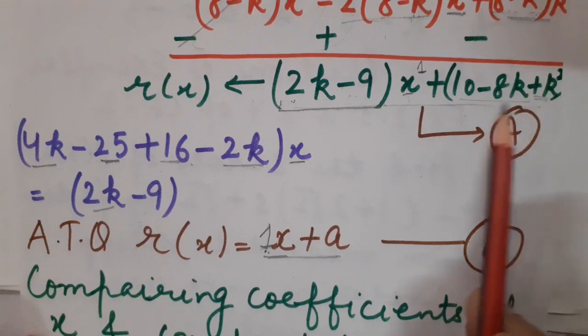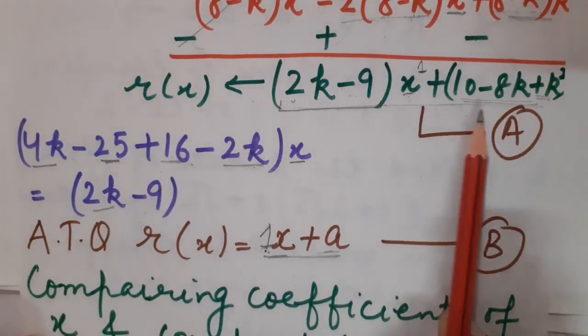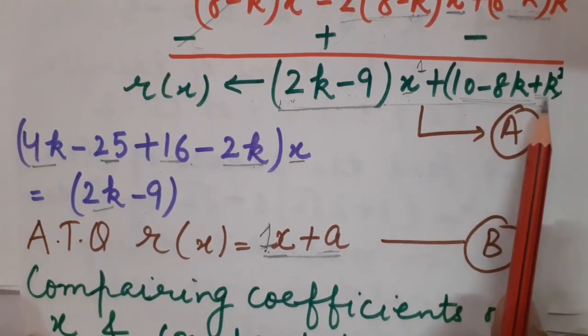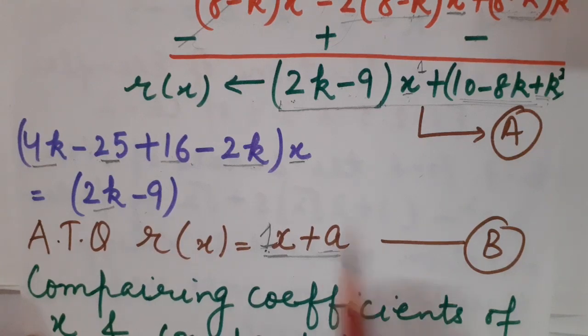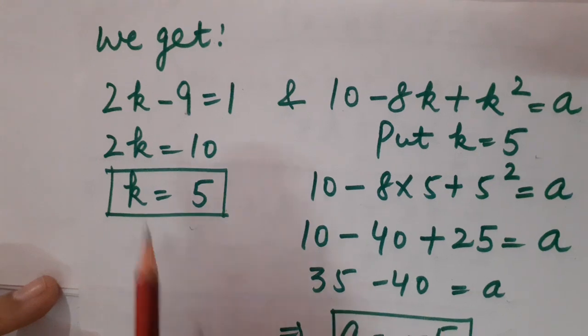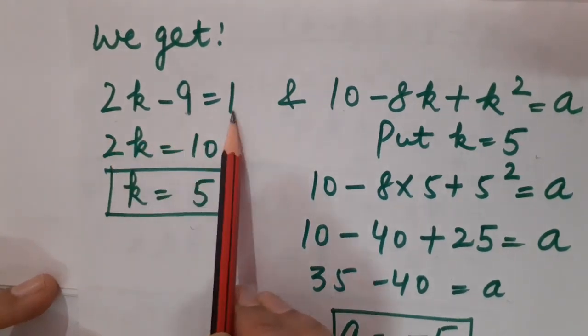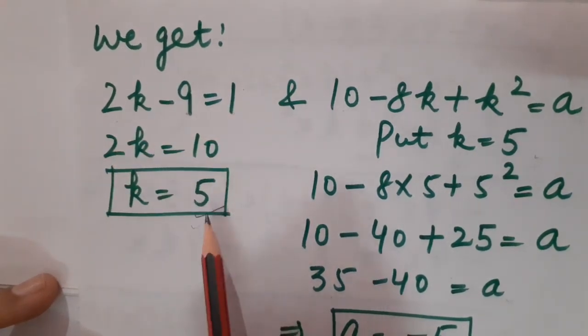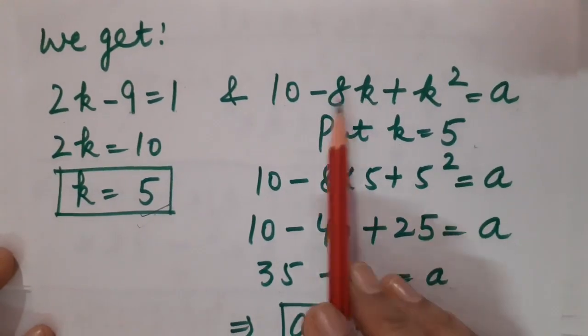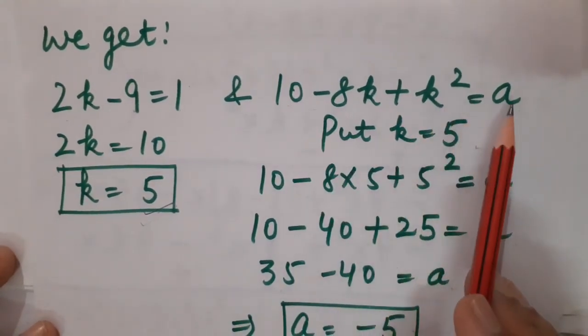Fine. In the same manner, constant value will also be compared. So can I write 10 minus 8k plus k square is equal to a? Fine, children. The same I have written here. So what we have got, 2k minus 9 is equal to 1. So what is the value of k? That is 5. And 10 minus 8k plus k square is equal to a.